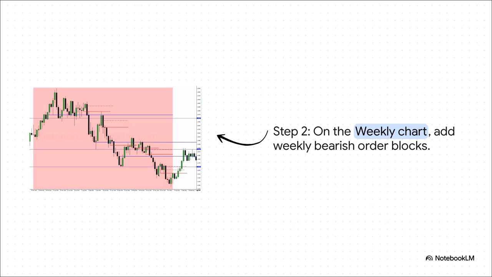We're looking for any weekly bearish order blocks. Remember, those are the last up candles before a big drop. And for even more precision, we can mark the 50% level of that candle's body, what ICT calls the mean threshold, as a really key trigger point.